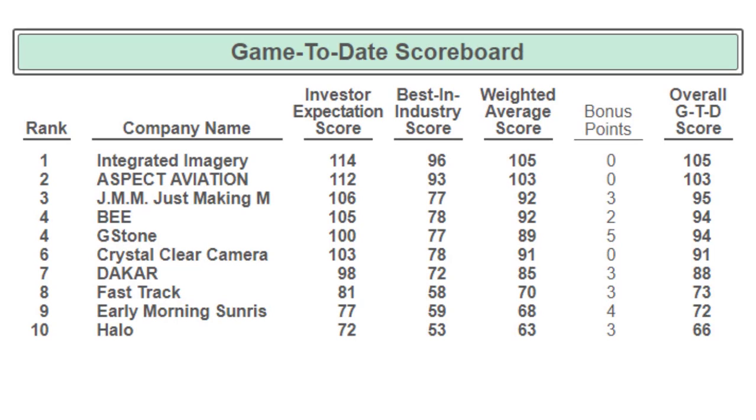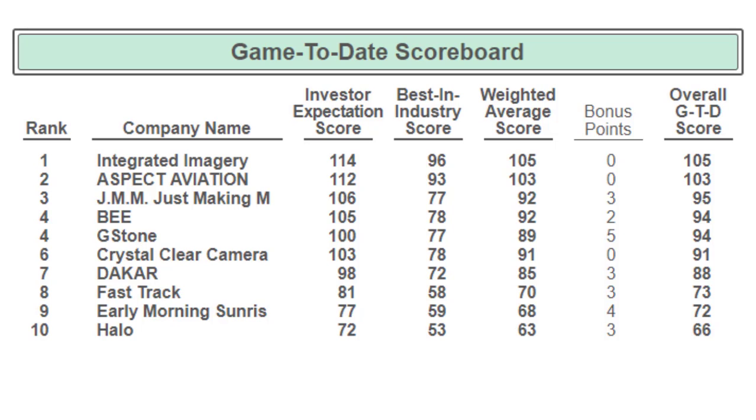Let's go ahead and look at the game-to-date scoreboard. So we still have Team I on top at 105, Team A at 103, Team J at 95. So even though I was harsh about their year 11 results, they're still in the hunt. And that's why I was trying to tell them that if they could have a few good years, they could win this simulation still. Then you got Team B tied for 4th place at 94, along with G-Stone.